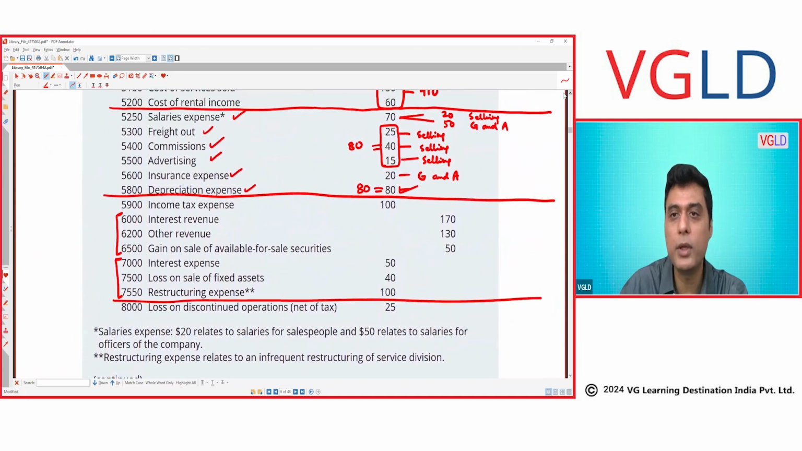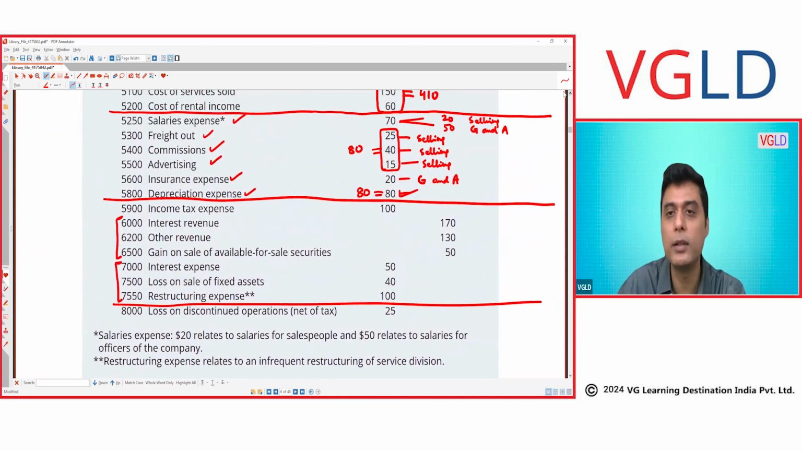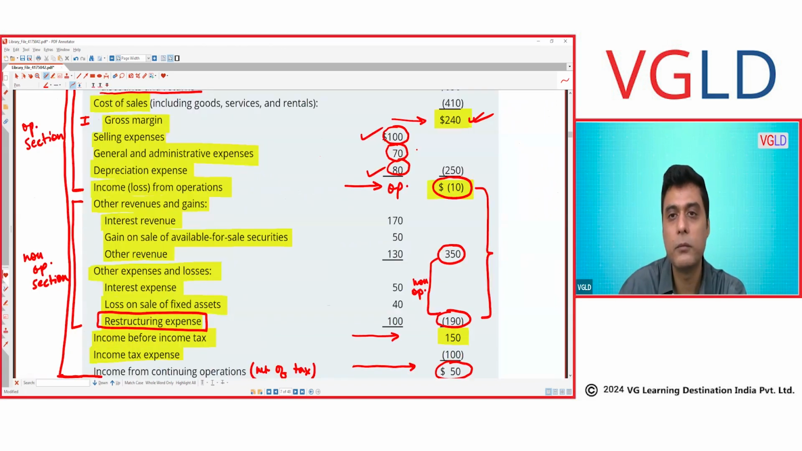You can get a TBS question like this. You have to prepare the income statement. Okay, so you need to know all this. General administrative is 50 from the salaries and 20 from here, which makes it 70.